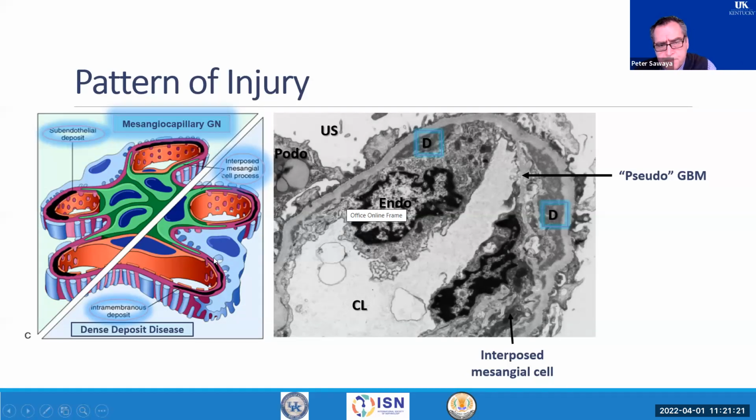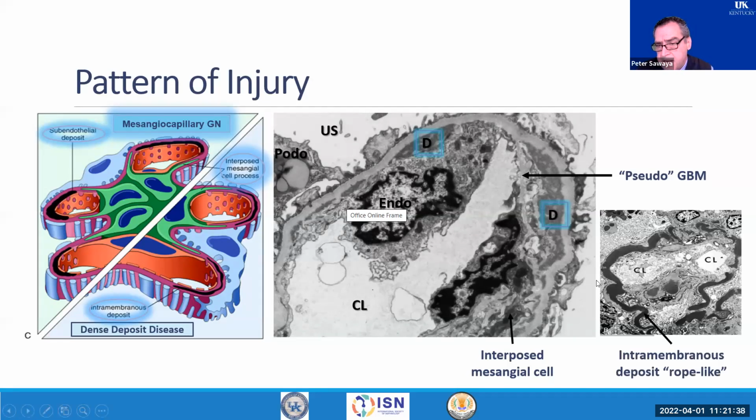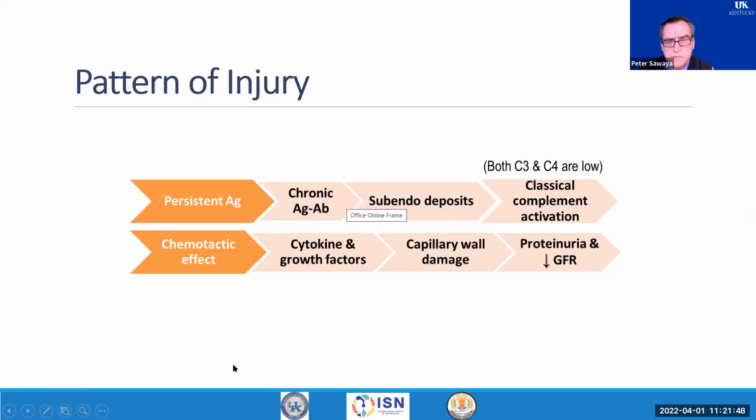You saw beautiful pictures from Dr. Fatma, the sausage-like deposits, and they are intramembranous. They are right inside the glomerular basement membrane, not subepithelial, not subendothelial. And here you have the picture again that you just saw. Very unique disease with a very unique pathogenesis.